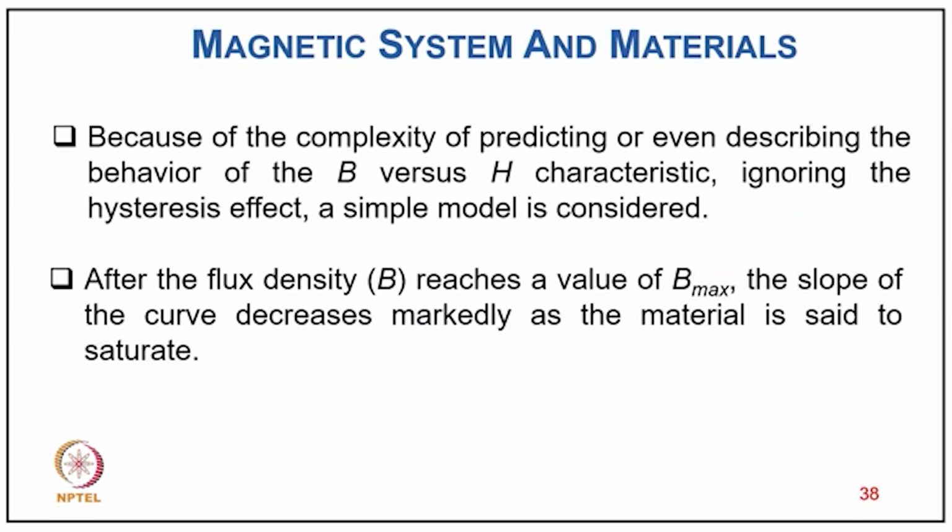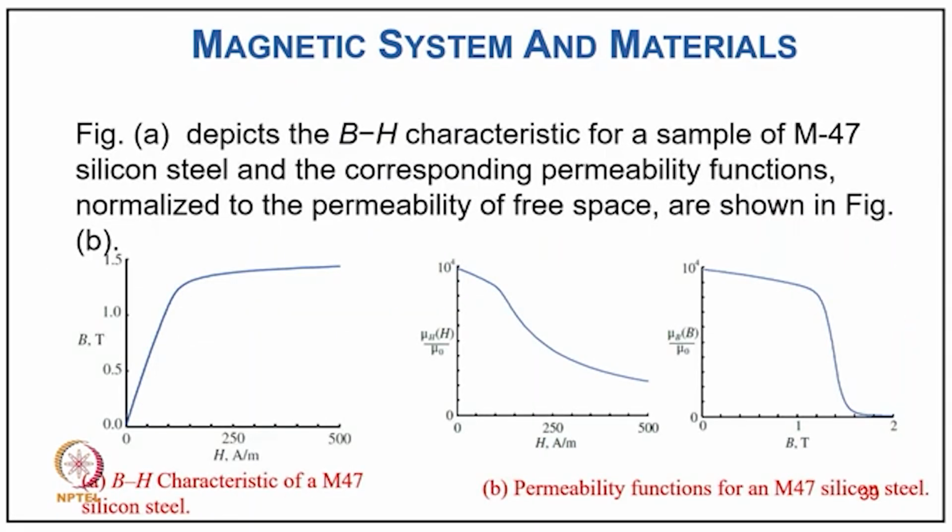Because of the complexity of predicting or even describing the behavior of the B versus H characteristic, ignoring the hysteresis effect, a simple model is considered. After the flux density B reaches a value of B max, the slope of the curve decreases markedly, and the material is said to saturate. Here is the BH characteristic of a sample of M-7 silicon steel and the corresponding permeability function normalized to the permeability of free space, as shown here.